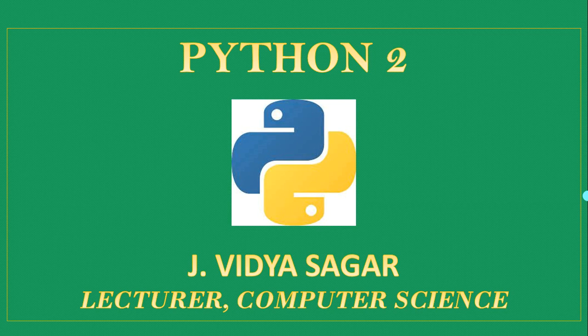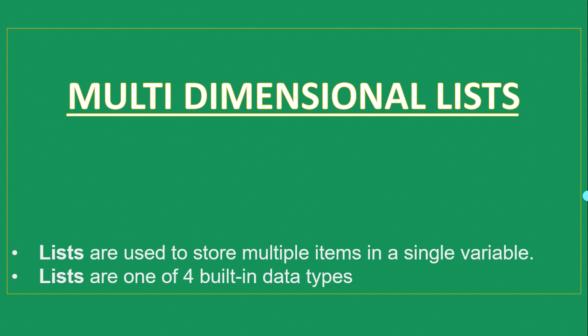Hi everyone. In this video, I'm going to speak about the multi-dimensional list. I hope everybody knows about the list, right? So lists are useful to store multiple items in a single variable. Multiple items which can be of different data types.